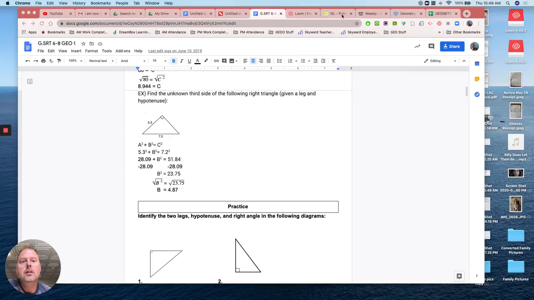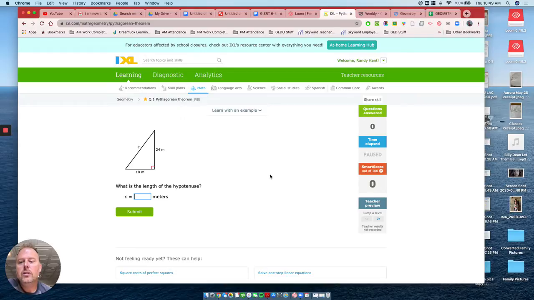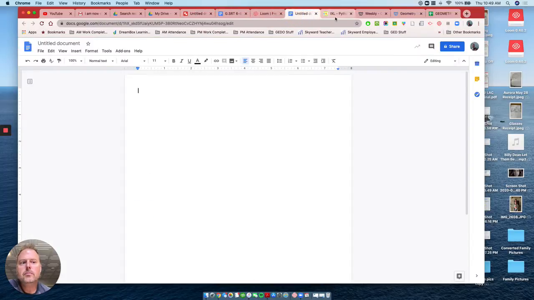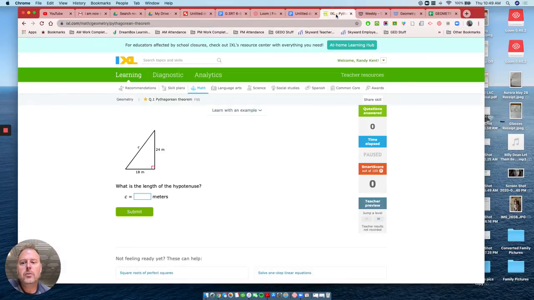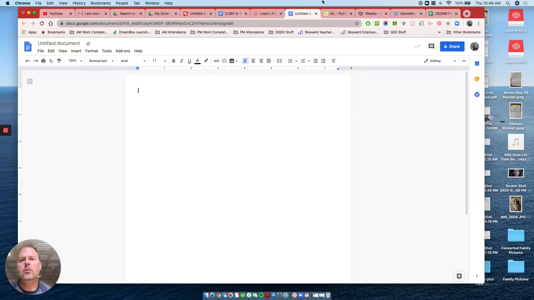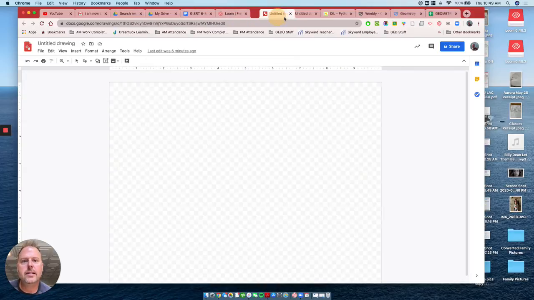All right, so let's see how this is going to work over here on IXL. What is the length of the hypotenuse? They're giving us two legs and they want us to find the hypotenuse. So 18 and 24 are the two legs. Again, we're going to go a squared plus b squared equals c squared. Okay. So I'm going to actually do a drawing here. I can find that. Here it is.